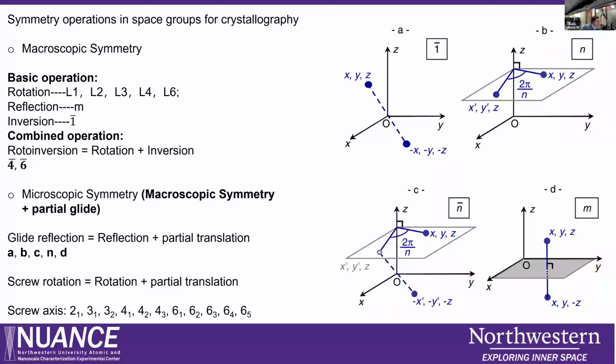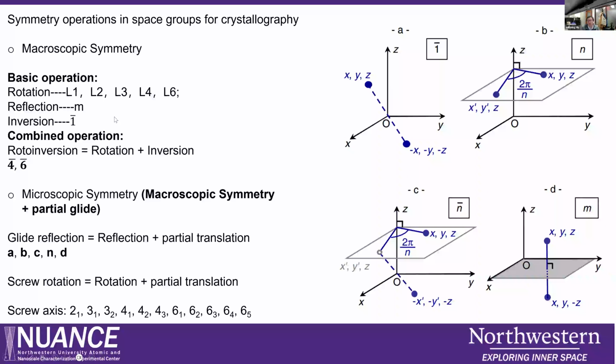And another one is a reflection. For the reflection, you can see this one in D: x, y, z. Reflection with the xy plane gives another one, x, y, minus z. This is a reflection. And then another one is inversion. Inversion, you can see in A. Inversion is basically from x, y, z to minus x, minus y, minus z. In crystallography, you will only see these basic operations.